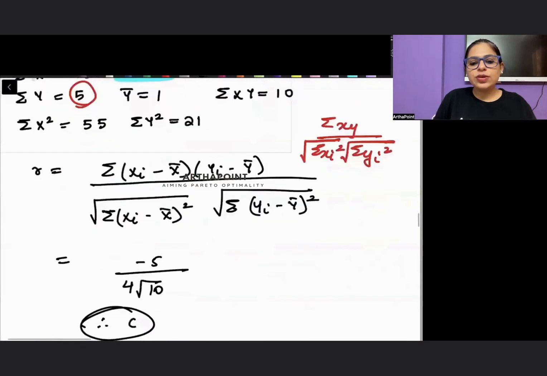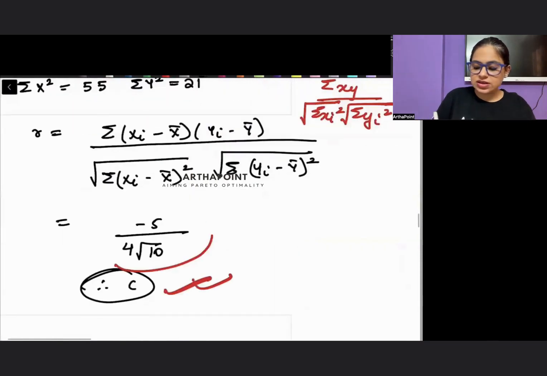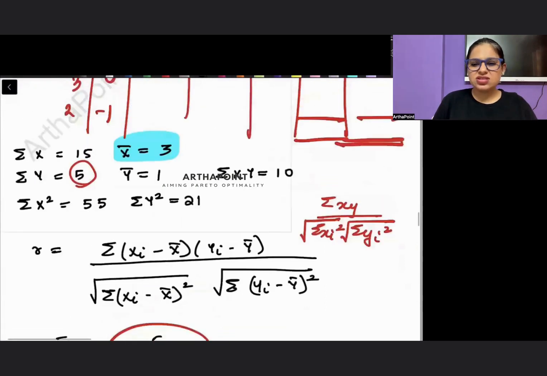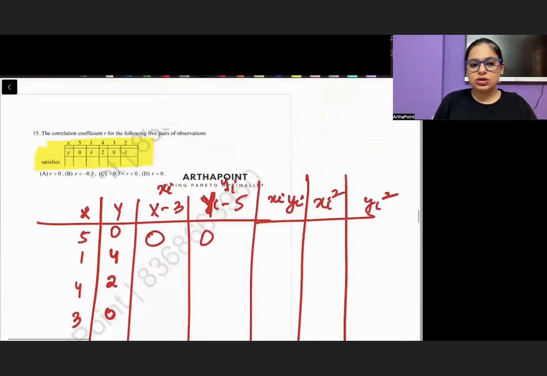Right. So when you put it in the formula, you will get the answer as minus 5 by 4 root 10. I think this is not an ISI level question. This is a very simple correlation question and there is nothing to be solved here. So I'm leaving it to you to be solved.